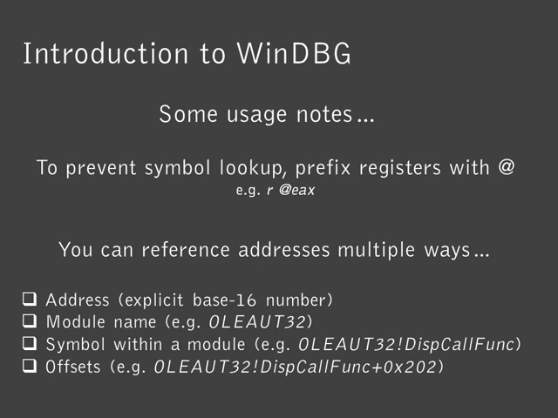You can reference addresses all sorts of different ways. You can give it an address like a base 16 number, like 0x that number. You can do it by module name. You can do it by symbol and module name, which is what I was showing earlier, where you have a module name and an exclamation point and a symbol. You can do it by offsets. In other words, module, bang, symbol, plus some offset. Just general use of stuff. If you're setting breakpoints or you're dumping functions or whatever, you can kind of reference them this way.